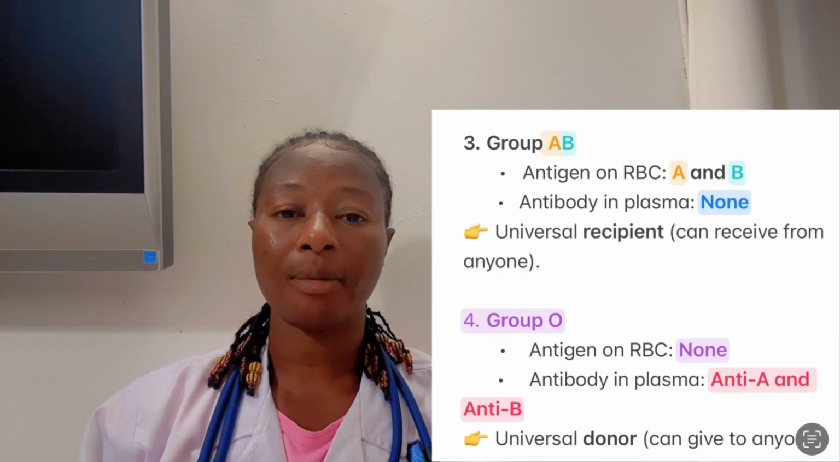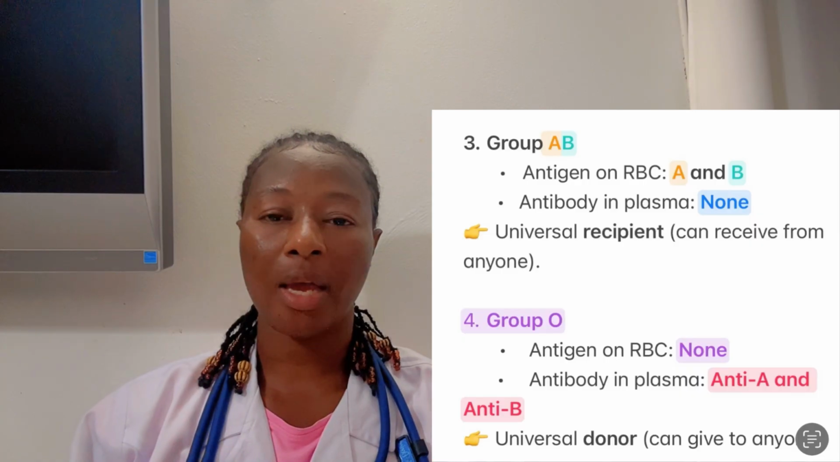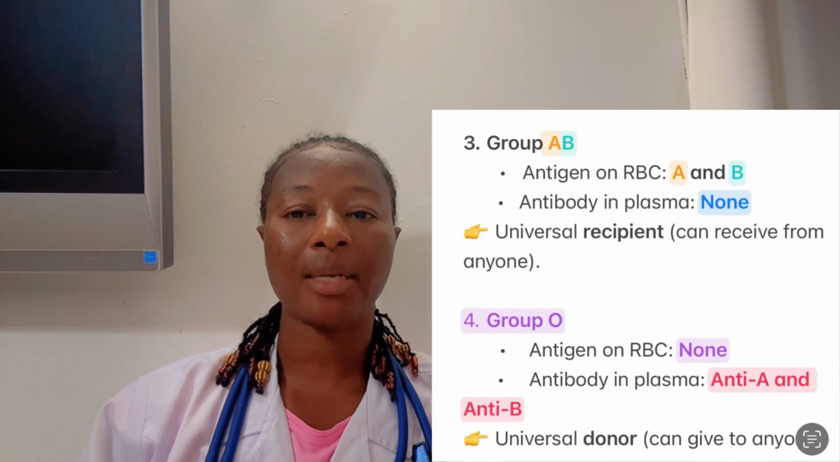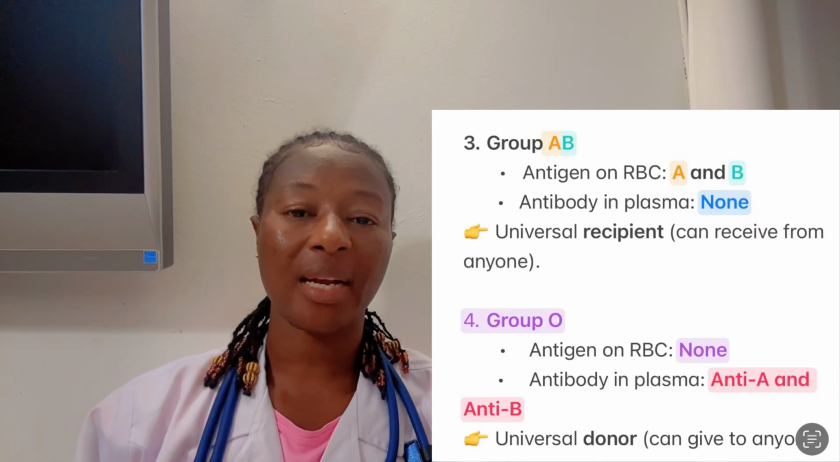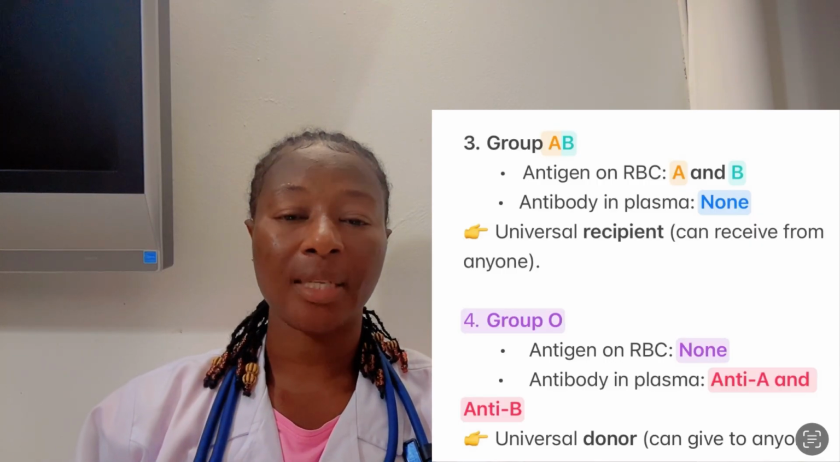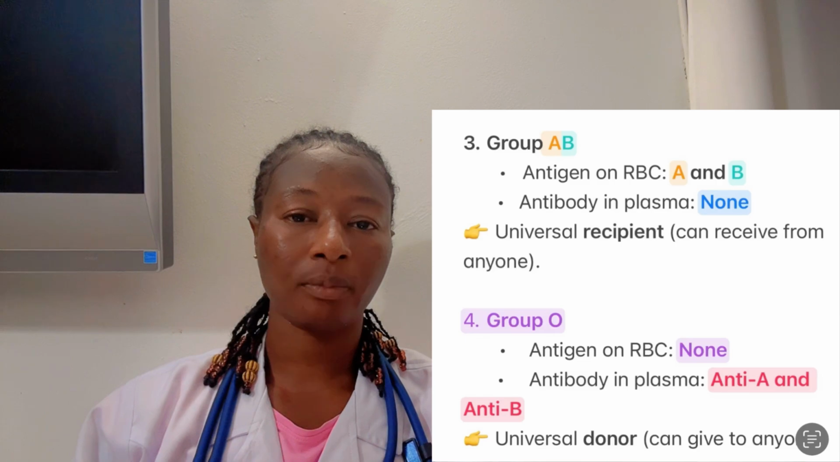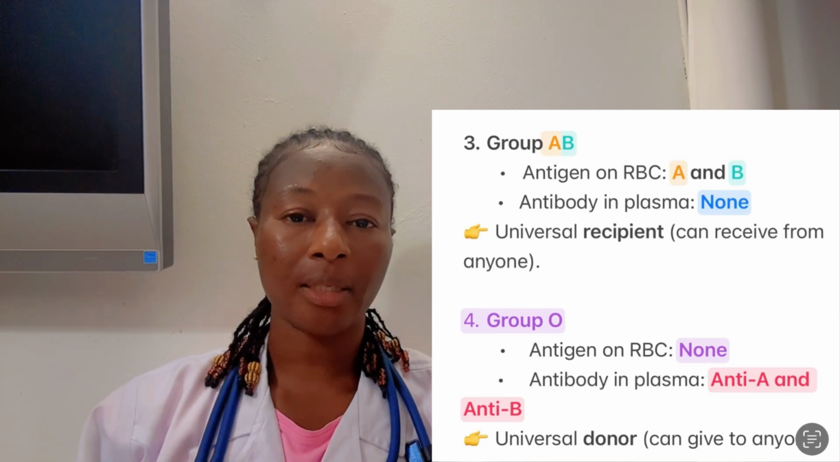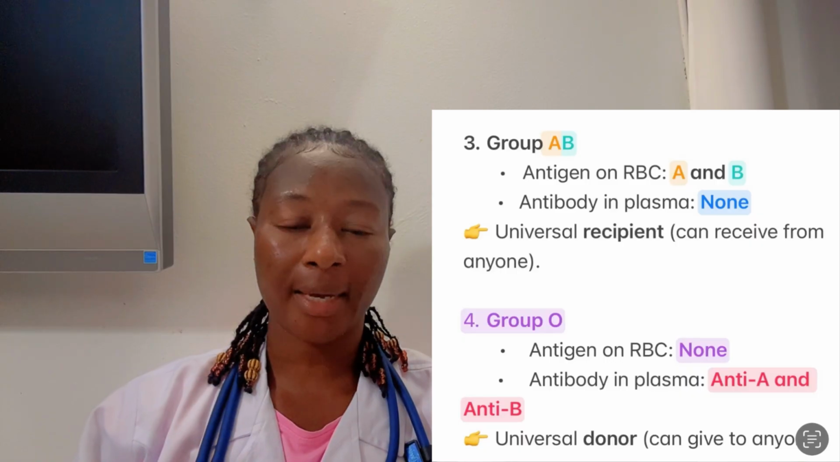And the third type is blood group AB. Blood group AB has both antigen A and antigen B on the red blood cell surface, but it lacks antibody A and antibody B in the plasma. And this makes it a universal recipient, meaning that it can receive blood from any blood group. This is because there is no antibody, which are referred to as the soldiers or security guards, to attack any antigen. If there is no antibody, it means there will be no attacking.